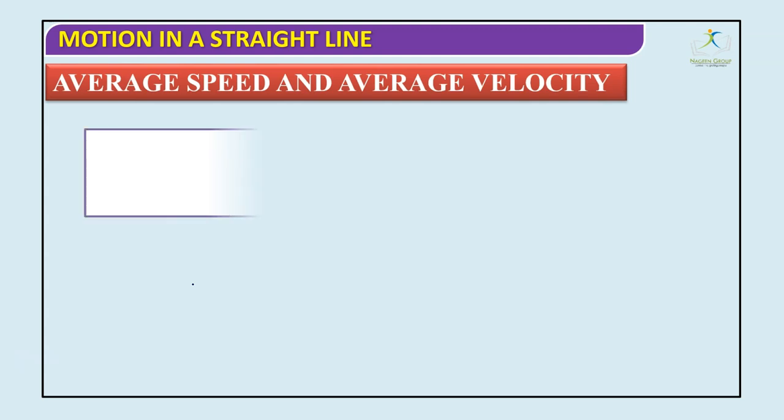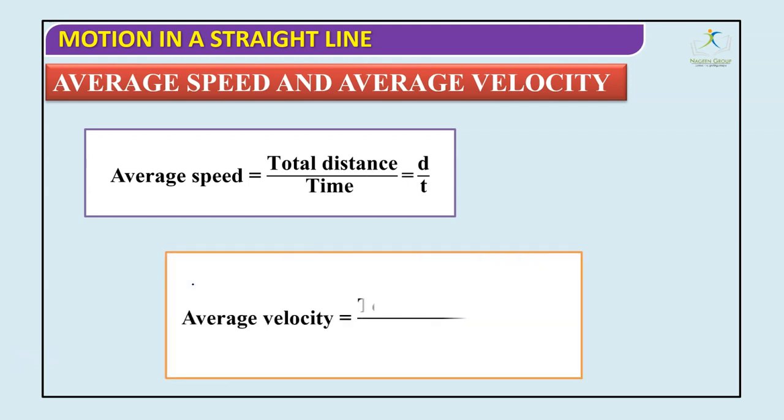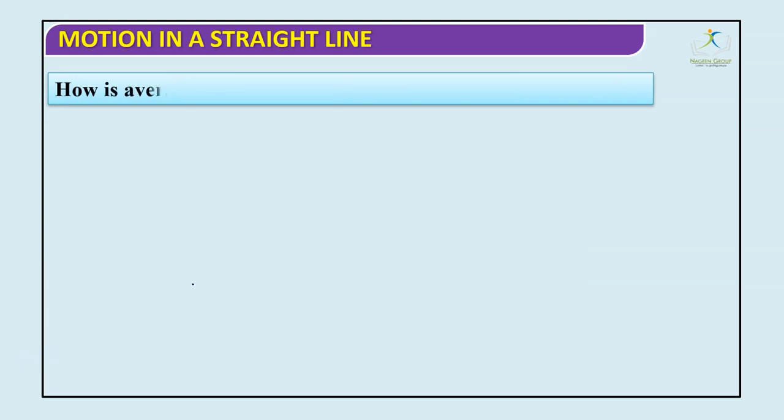Average speed and average velocity. Average speed is equal to total distance divided by time, which is d by t, and average velocity is equal to total displacement divided by time, which is also d by t.